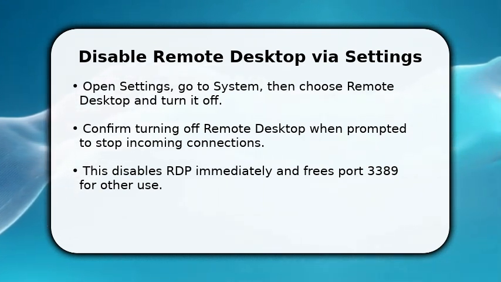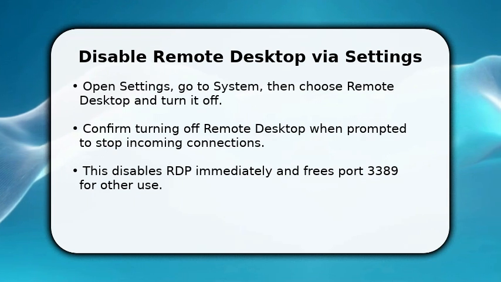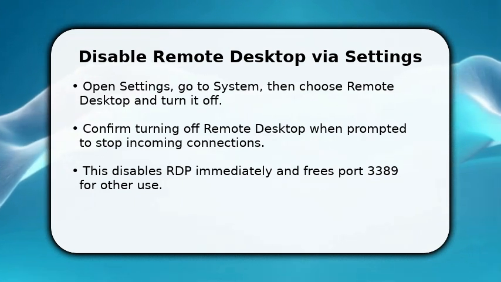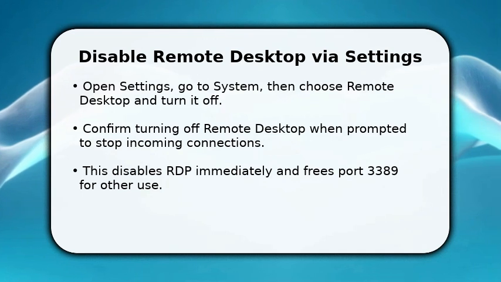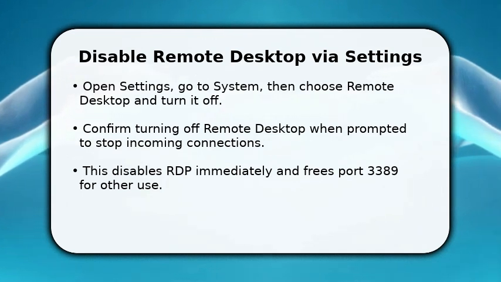Open Control Panel and navigate to System to access Remote Settings. Click Remote Settings and uncheck Allow remote connections to this computer to block RDP.